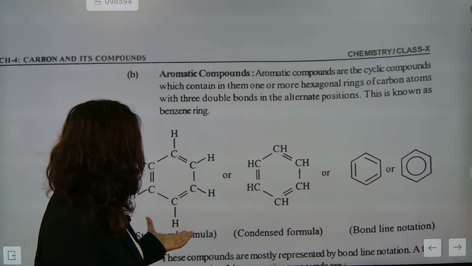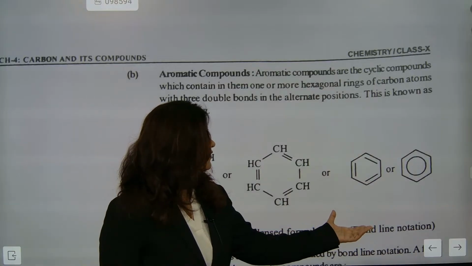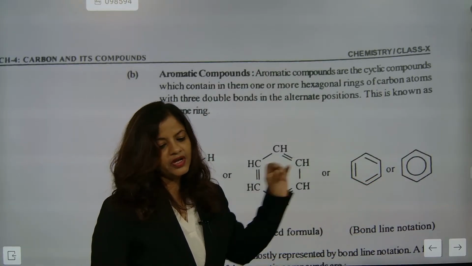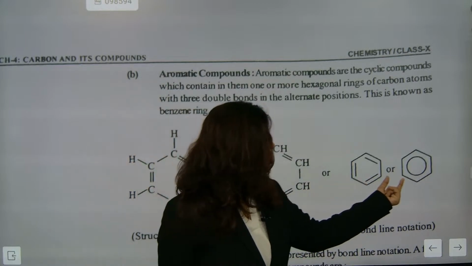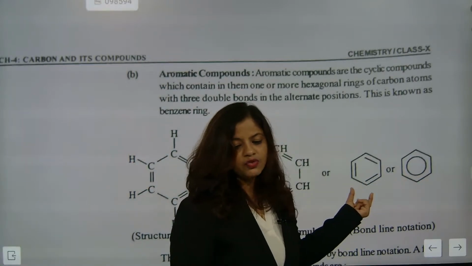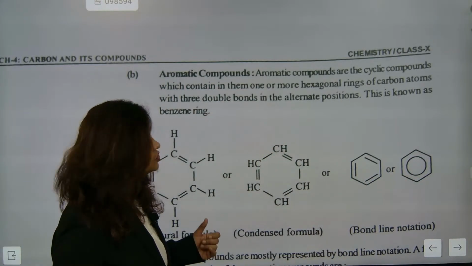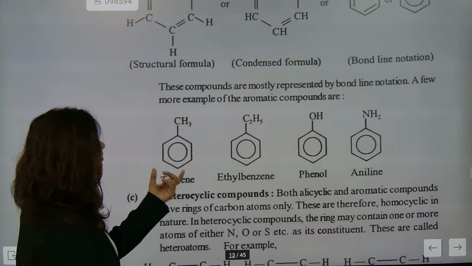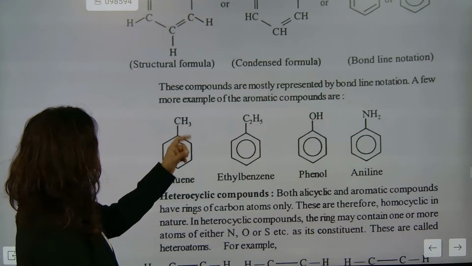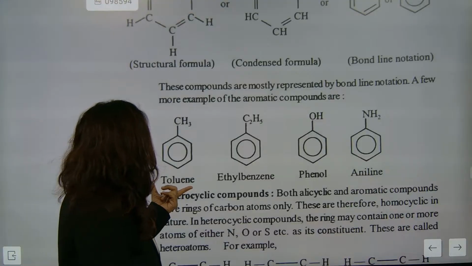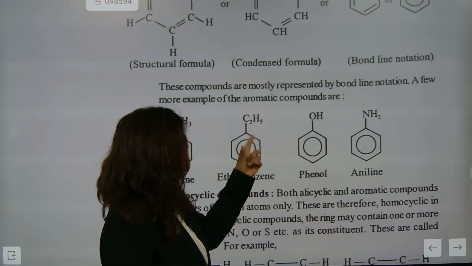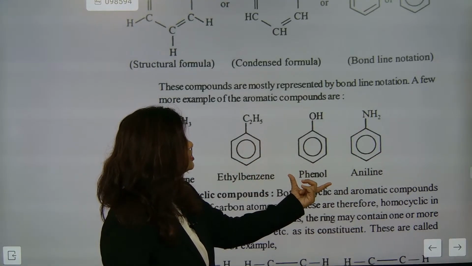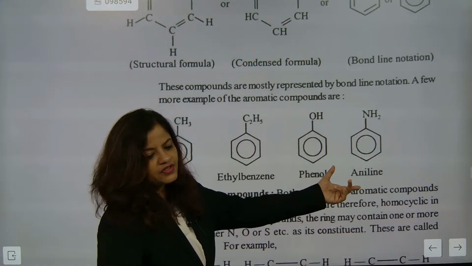So this is the structural formula, this is the condensed one, and this is the bond line notation. They will be doing like this. Many times you will see one ring inside. Understood? So these two are the same. Got it? Yes, benzene is there. Now, whenever with this ring form CH3 is there, it is toluene, and this is ethyl benzene, C2H5, ethyl benzene. This is phenol, OH will be there, and this is aniline.